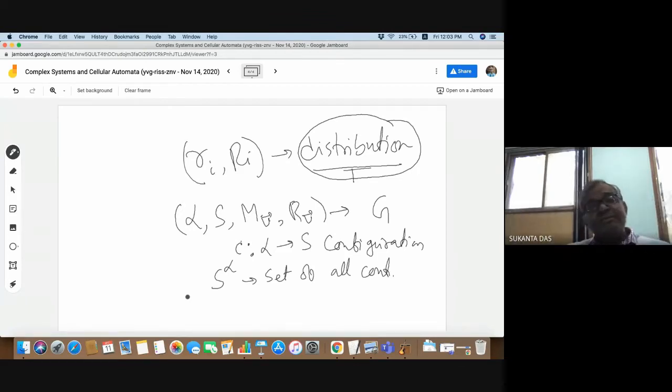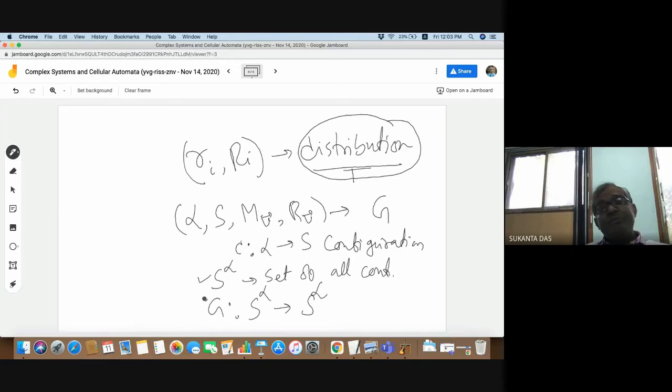Finally, a CA is a discrete dynamical system, right? Time and space both are discrete. From one configuration, it goes to another configuration, and for that we are defining the rules. So from this I can get a global transition function G, from S to the power L to S to the power L. So G is the global transition function of this CA.